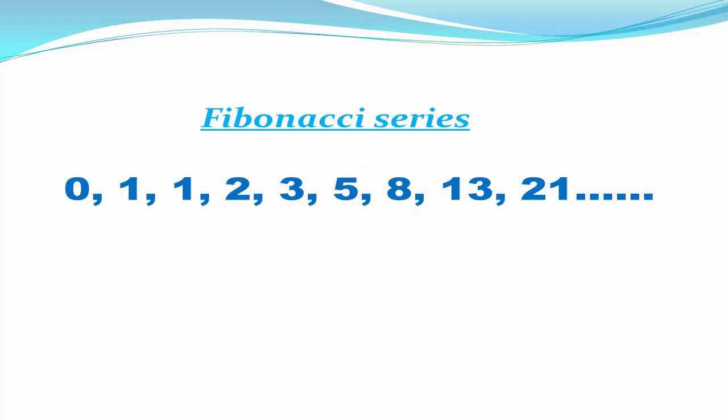You can see here the third number is obtained by adding the first and second number. The fourth number is generated by adding the second and third number. The fifth number is generated by adding the third and fourth number, and this procedure continues. So the general rule is to get the nth number you need to add the n minus second and n minus first number. I think you get a clear idea about the Fibonacci series. Let's move to the coding.